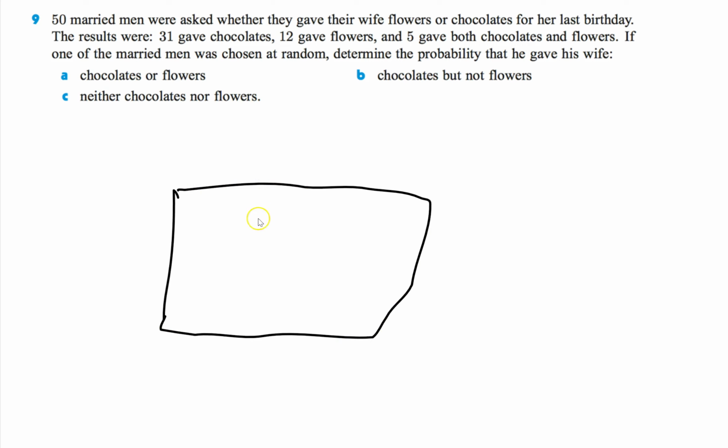Now we're going to do a Venn diagram, not a tree diagram, because look at the sets. You're not choosing options. You're just saying, hey, I have 50 people, and they're broken down this way. Perfect way to do a Venn diagram. So first, my universe is 50. You need to know how to do that. And I either gave chocolates or I gave flowers.